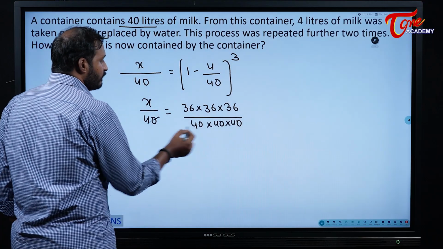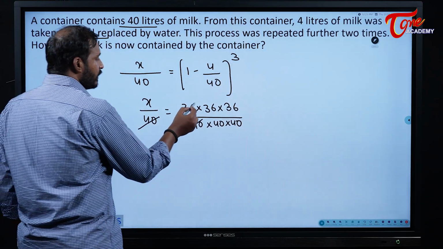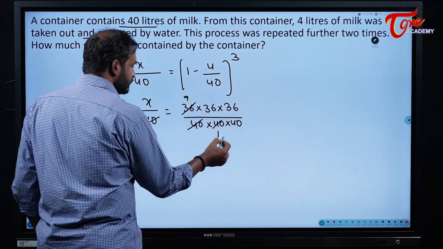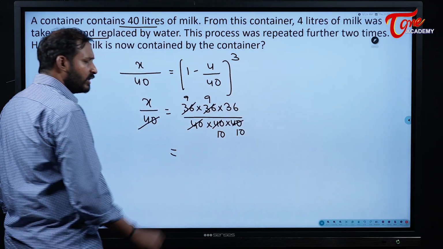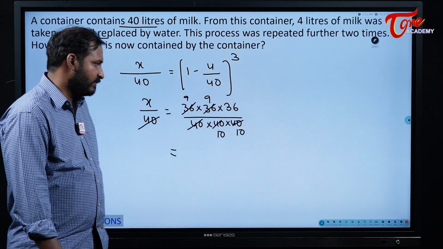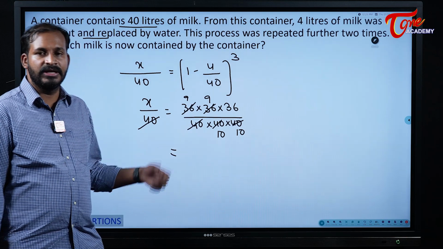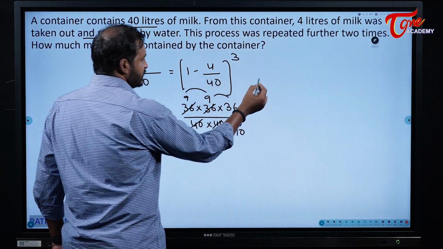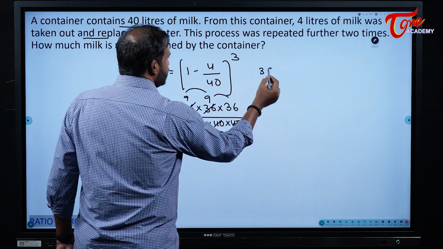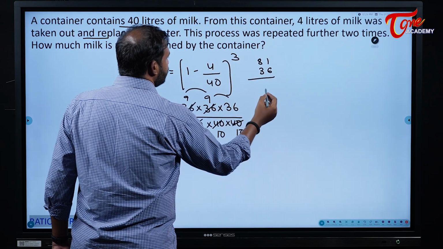Okay, so now 40 and 40 will get cancelled. In 4 table, 4 nines are 36, 4 tens are 40. Don't cancel them, students. Simply multiply it. Why? Because in the denominator 100 means you can put a decimal point there. So 9 nines are 81. 81 into 36. So what will you get here for us?